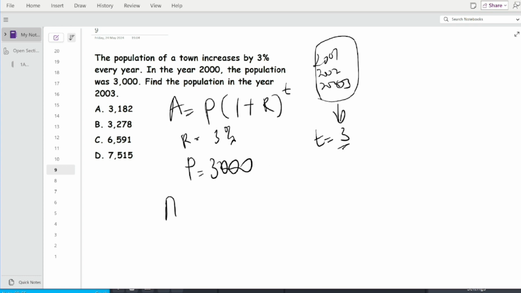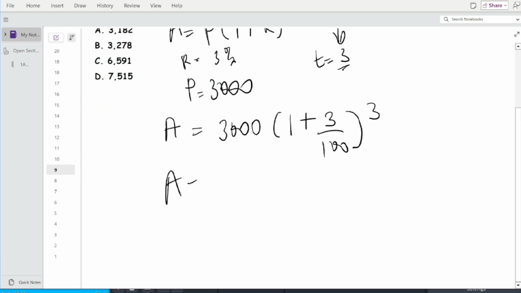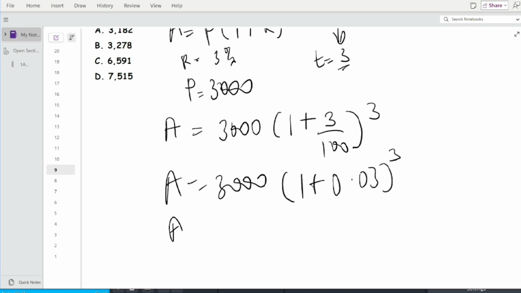As you can say, population in the year 2003, or A, equals our initial population, 3,000, into open bracket 1 plus our rate, which is 3, so you make it 3 over 100, close bracket, to the power of our time, which is 3. On the next line, A equals 3,000 into open bracket 1 plus, you divide 3 by 100, that will give you 0.03, to the power of 3. Then A equals 3,000 into open bracket 1 plus 0.03, which will be 1.03, to the power of 3.